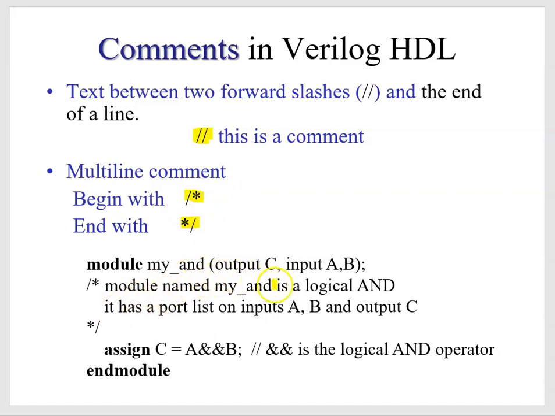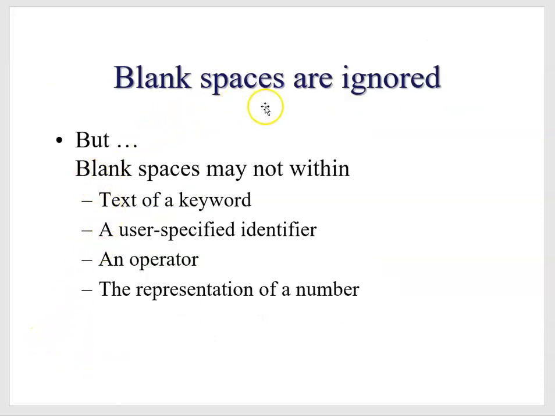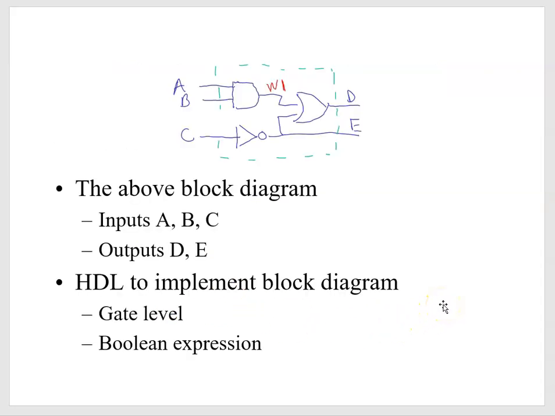It says module name my_and is a logical AND. It has a port list of inputs A, B, and output C. After that, it uses this assign statement to do the AND, and the ampersand is a logical AND operator. And then we end our module. We always have a module followed by our endmodule. Blank spaces are ignored. However, blank spaces are not ignored within the text of a keyword, a user-specified identifier, an operator, or the representation of a number. Otherwise, blank spaces are ignored.